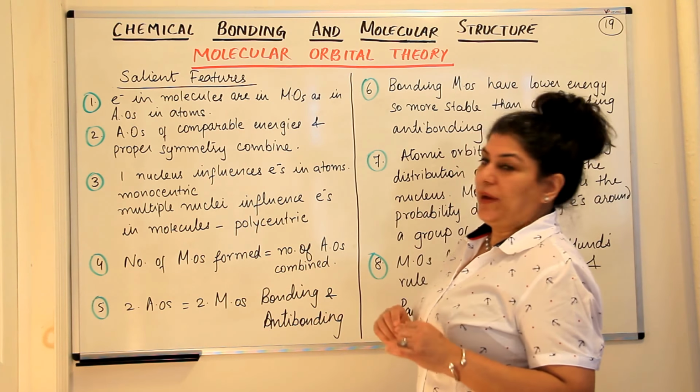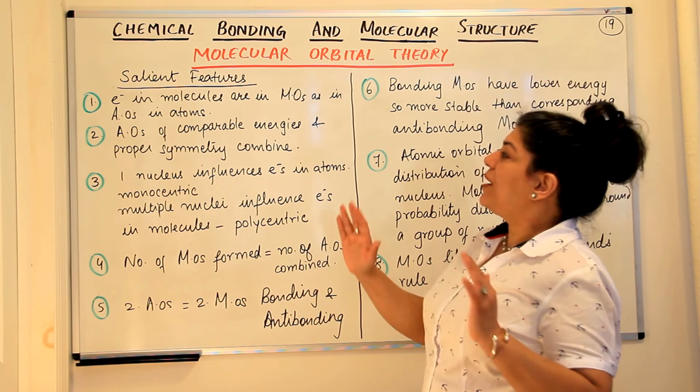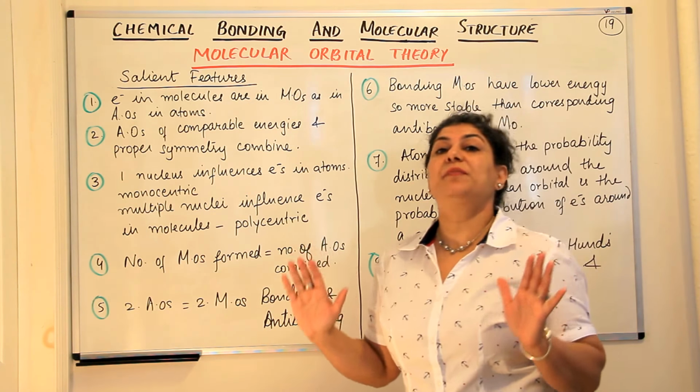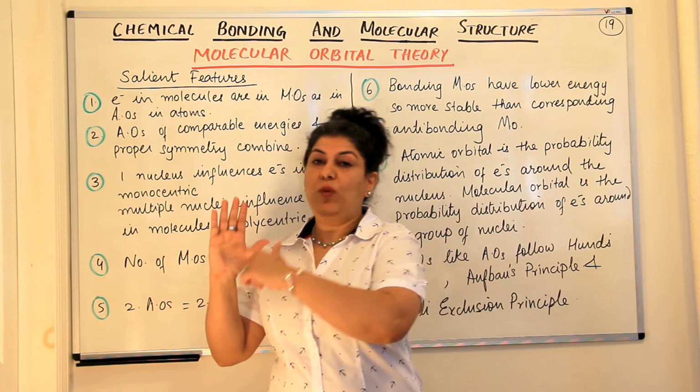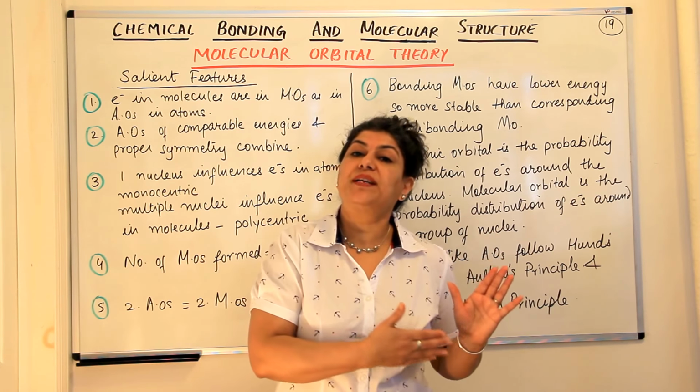The second point here is that atomic orbitals of comparable energies and proper symmetry combine. I just told you that if there are two atoms, then 1s of one atom would combine with the 1s of the other.